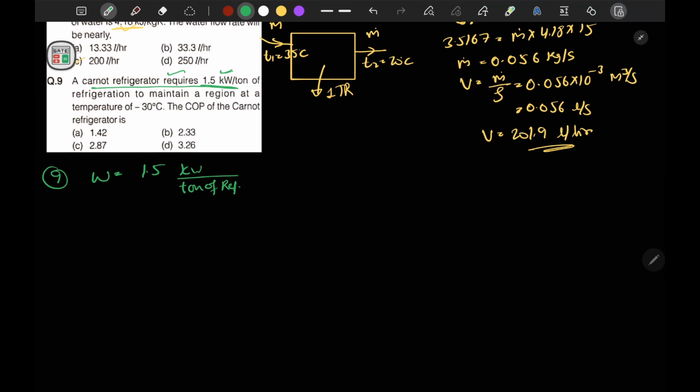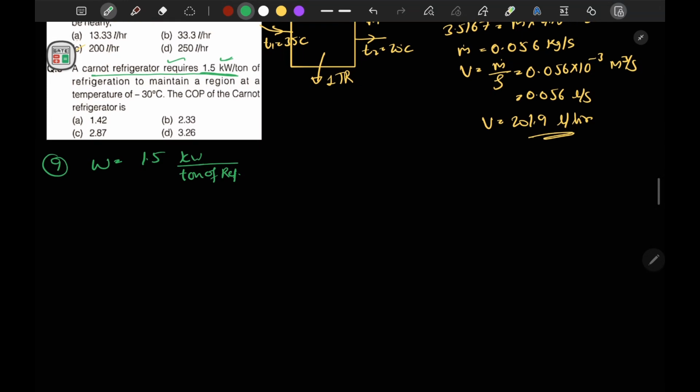Carnot refrigerator requires 1.5 kilowatt per ton of refrigeration to maintain the refrigerated temperature of minus 30 degrees Celsius. The COP of the Carnot refrigerator: what does this term represent? It is given as refrigeration capacity, Q2, upon work input W. So we can directly reverse this and we will get the answer.